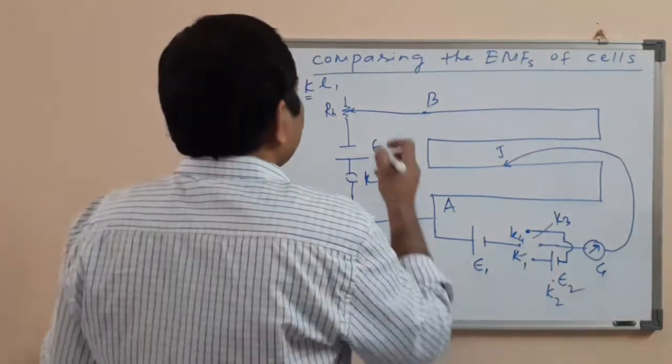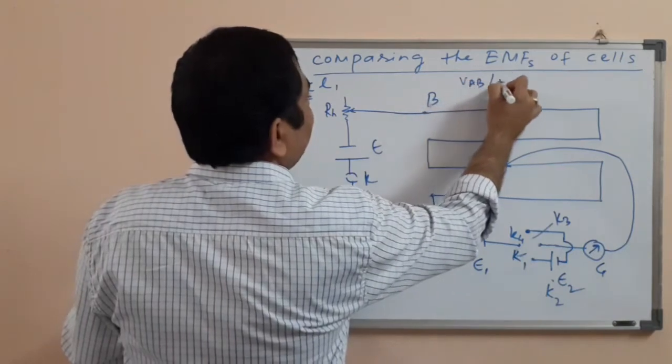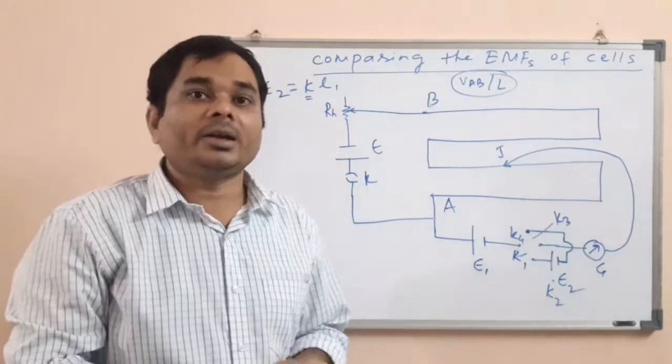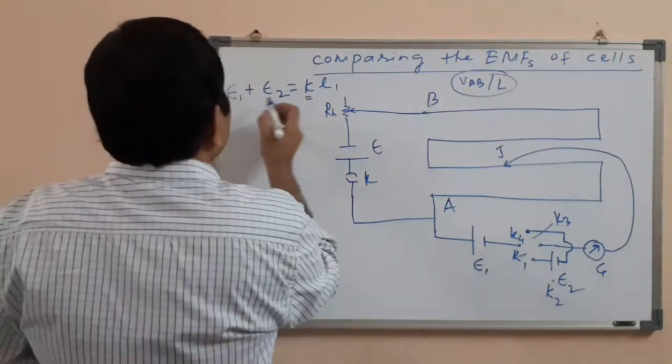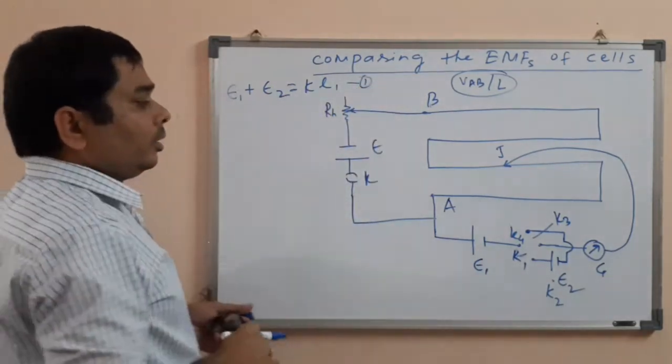Okay, so this is equal to, as we had seen in the previous lecture, VAB upon capital L. VAB is the potential difference between the points A and B. So E1 plus E2 is equal to K into L1. This is the first thing.